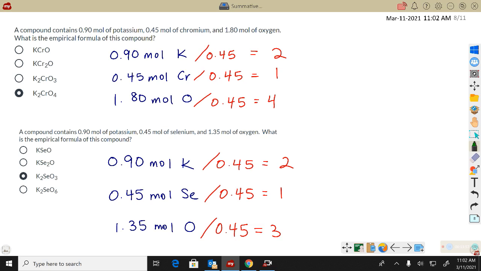So the first trick to try is dividing by the smallest. Often that'll fix it, and in both of these examples, it did. So the first one, I got 2 potassium, 1 chromium, and 4 oxygen. If you had the second version, real similar. Your moles of each element were already given, and to get a whole number ratio, first try dividing each by the smallest. And then we cross our fingers and we hope that gives us whole numbers. And it did. 2 potassium, 1 selenium, and 3 oxygen.